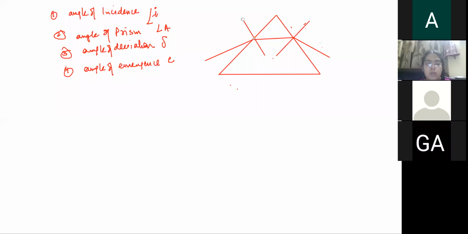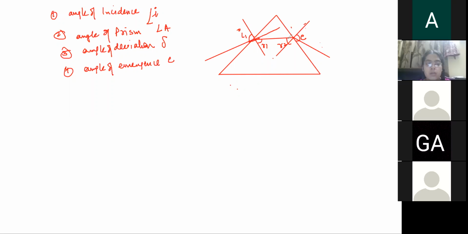Then this is I1. This is R1. This is R2. This is I2. Call it I2 or E, doesn't matter. It is the angle of emergence, so I2 is the angle of incidence for refraction at the second surface. This is our ray, and we produced it backward, and this is delta. This is delta 1.